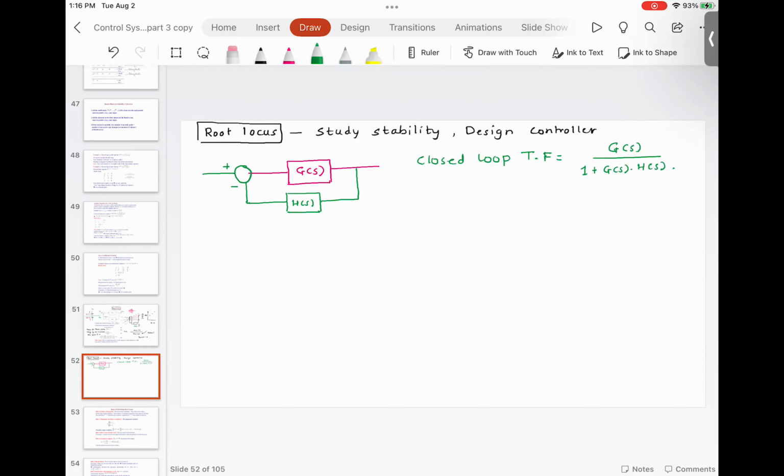Now, if I want to study the poles or how the poles change, I look at the denominator of this closed loop transfer function. So I look at 1 plus G(s)H(s), and when this becomes 0, the system becomes unstable.